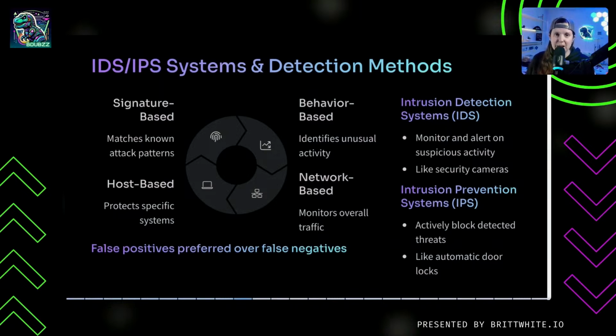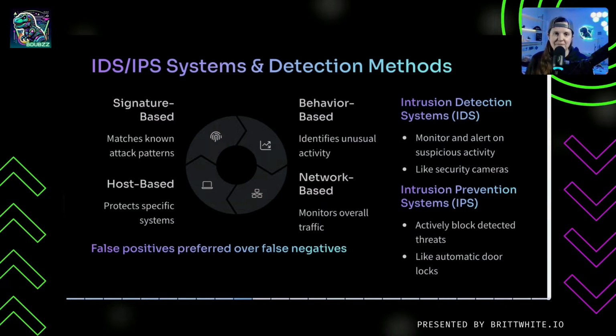These systems use two main detection methods: signature-based detection, which matches known attack patterns, and behavior-based detection, which identifies unusual activity and anomalies. You'll find both of these deployed as either network-based, such as NIDS or NIPS, monitoring your overall network traffic, or host-based, such as HIDS or HIPS, protecting specific systems at the host level.